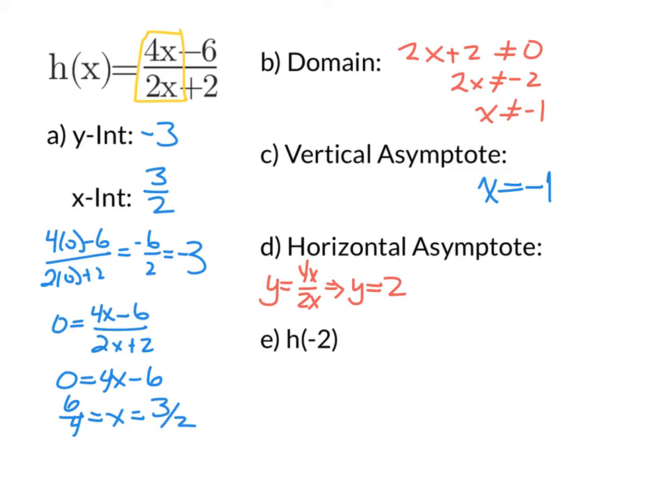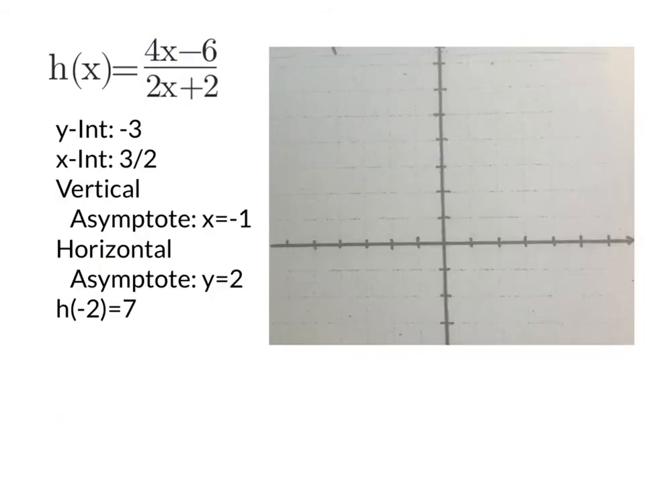The last thing is to evaluate h at negative 2, so that just means plugging negative 2 in. We have (4 times negative 2 minus 6) over (2 times negative 2 plus 2). Negative 8 minus 6 is negative 14, and negative 4 plus 2 is negative 2. That will simplify to positive 7.